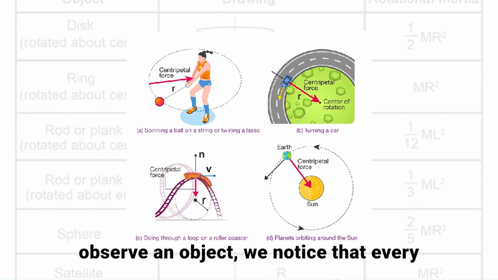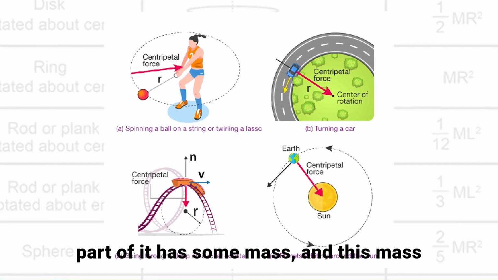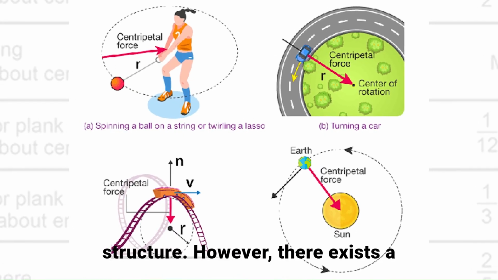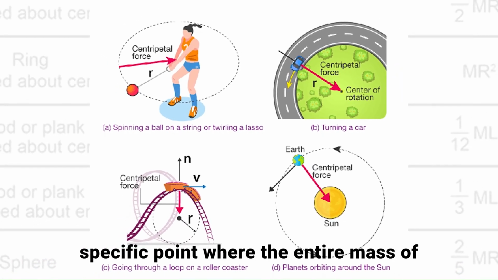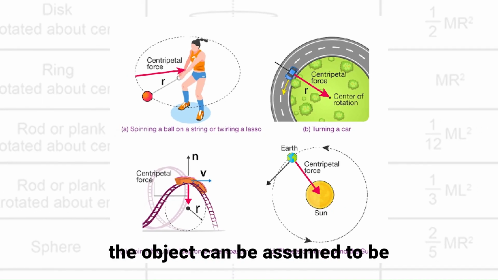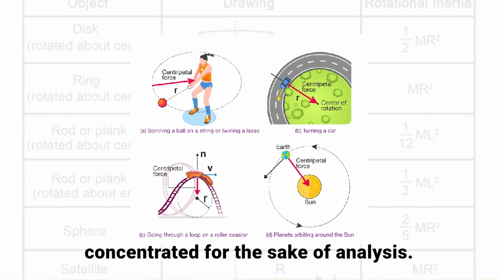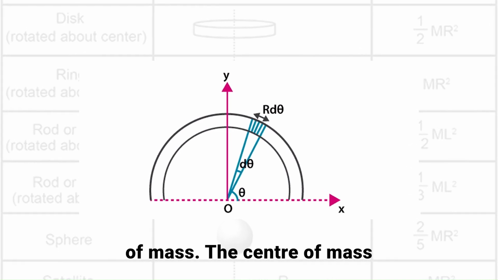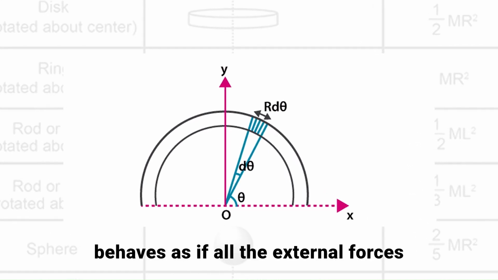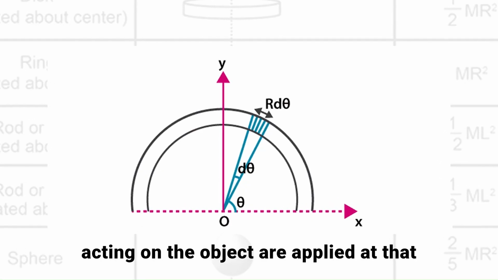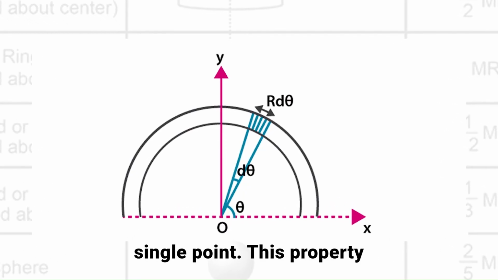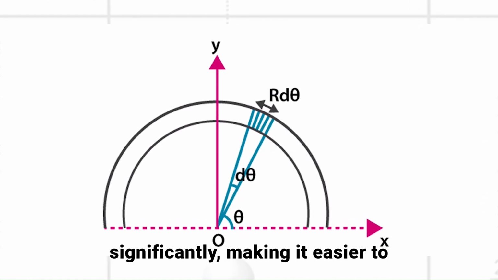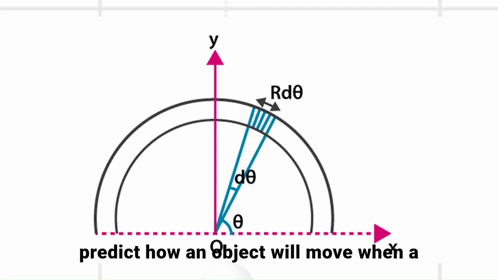When we observe an object, we notice that every part of it has some mass, and this mass is distributed across its entire structure. However, there exists a specific point where the entire mass of the object can be assumed to be concentrated for the sake of analysis. This special point is called the center of mass. The center of mass behaves as if all the external forces acting on the object are applied at that single point. This property simplifies the study of motion significantly, making it easier to predict how an object will move.